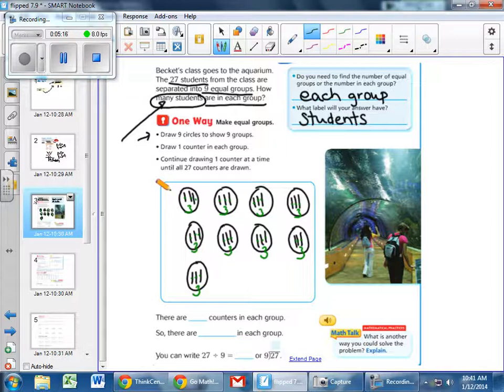We can quickly look now. We have 3 counters in each group. So there are 3 students in each group. And of course you can write much nicer because you're not using a big fat marker. You can write 27 divided by 9 equals 3, or 9 goes into 27 3 times.